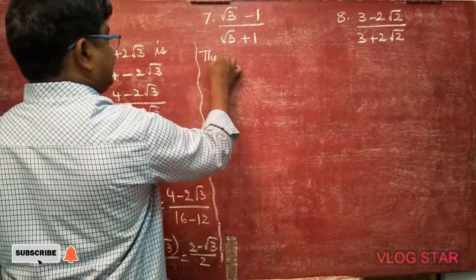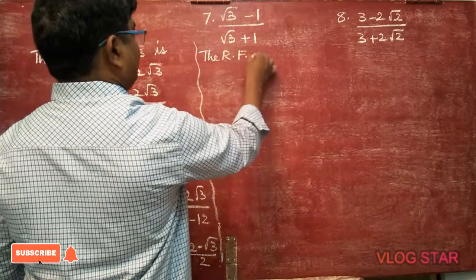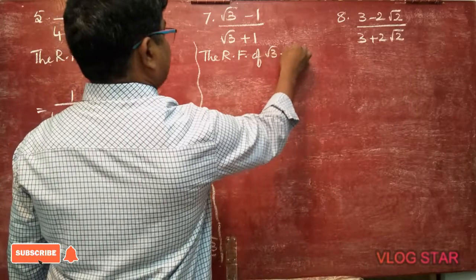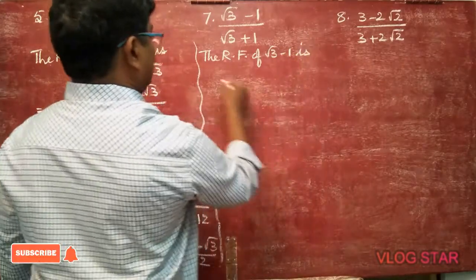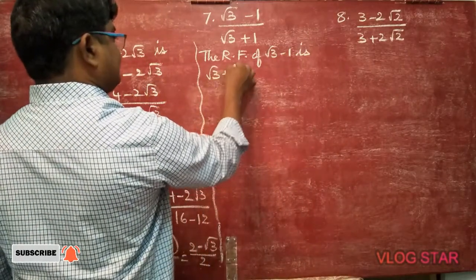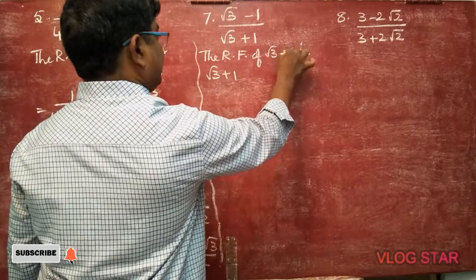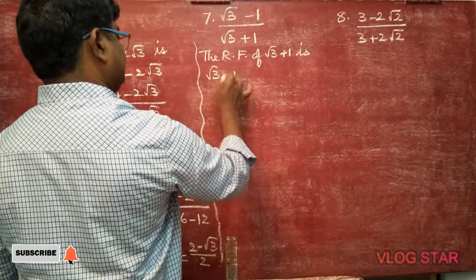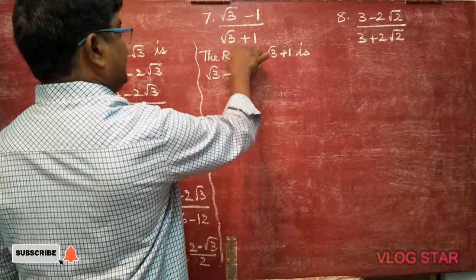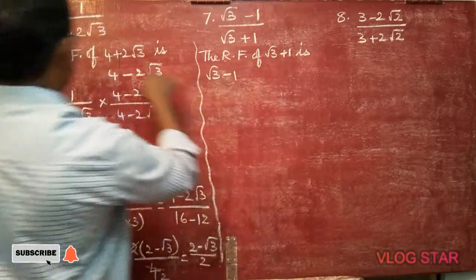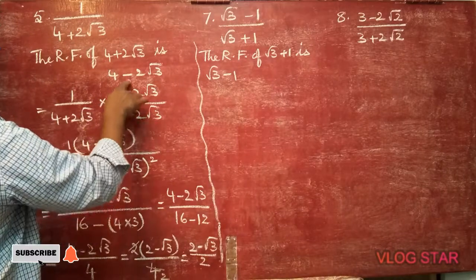The rationalizing factor of root 3 minus 1 is root 3 plus 1. Here the denominator has plus, so automatically minus will come. We have to see the denominator. Here plus is there, so minus will come. Here plus is there, we took minus.